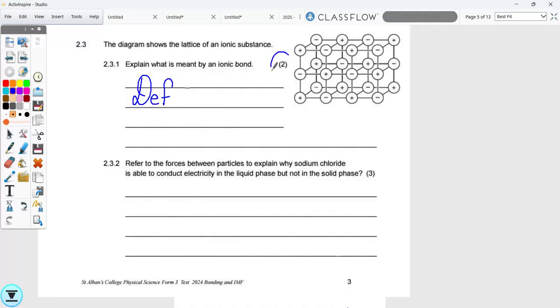Guys, it's 2 free marks, but it's only free if you know it. So you know the definition, but just because you left out the force, you don't want that happening. Okay, so that's our definition. Then, the next question says, refer to the forces between the particles to explain why sodium chloride is able to conduct electricity, very important, in the liquid phase and not in the solid phase.